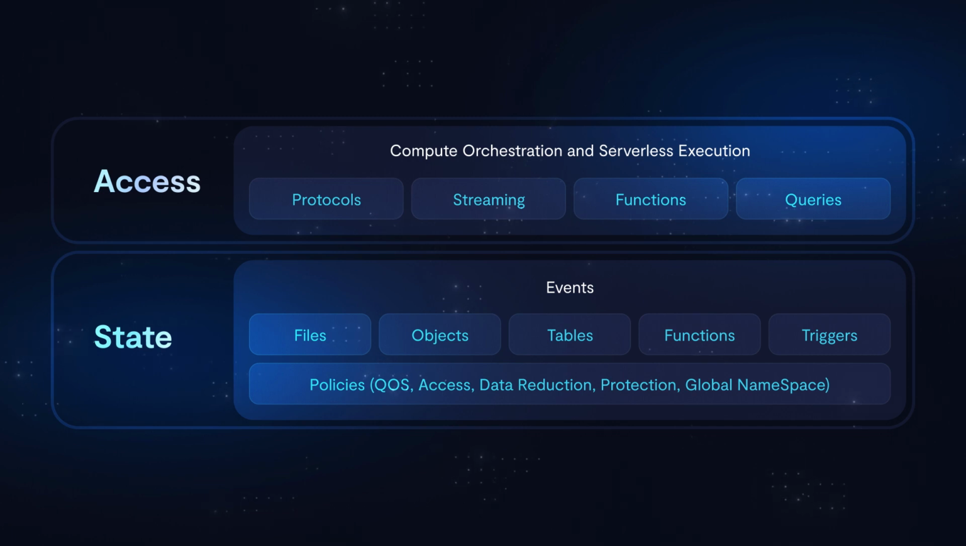And the state of the system is that data store that I talked about earlier that's exposed to all the machines that are running functions. And here you have events, you have files, you have objects, you have tables, you have functions, you have triggers, and then policies that become the state of the system that can be manipulated and versioned and made available to all the processing elements in that global scale that I was talking about.